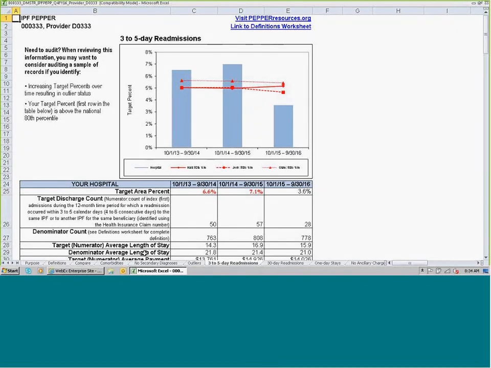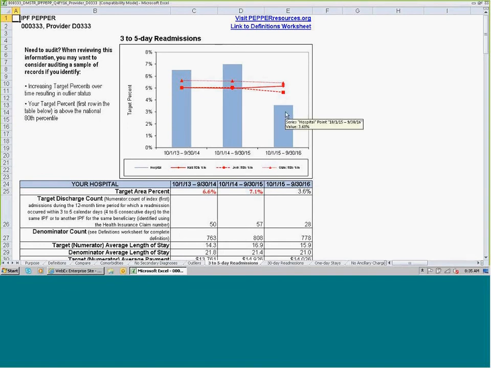So we can see that in the older two time periods here, this provider had a fairly high target area percent. They were well above the national 80th percentile. We can see that visually here. Their target area percents are printed in red, bold print.